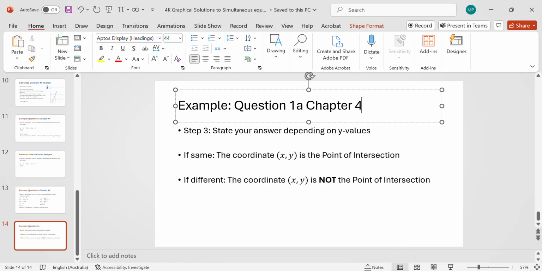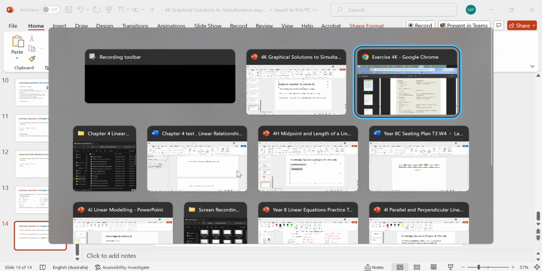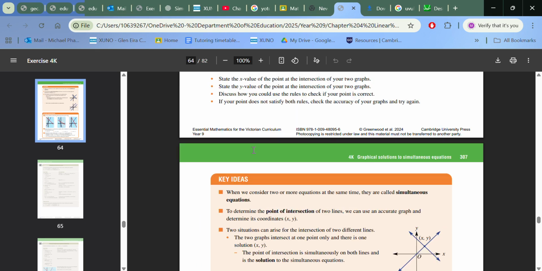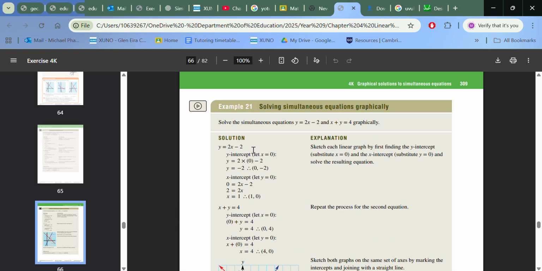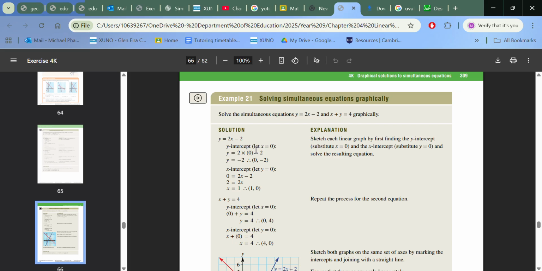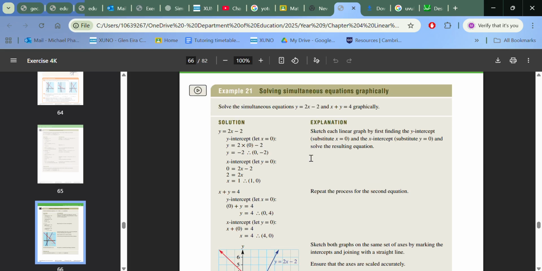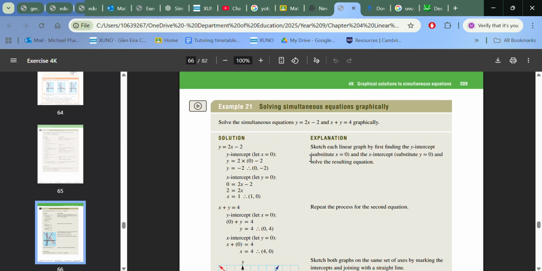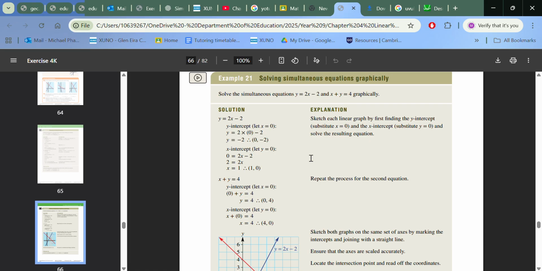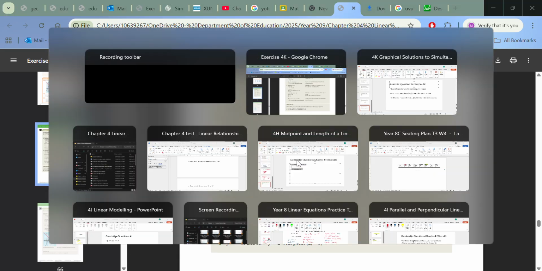So let me just fill that in. Let me see if there's anything else that you may need. Let's have a look. What's this example here? You won't need this for now. You'll learn this next year, okay? So that's all you have to do.